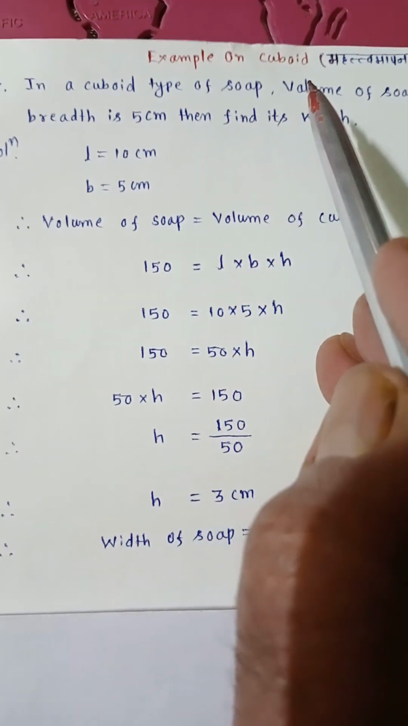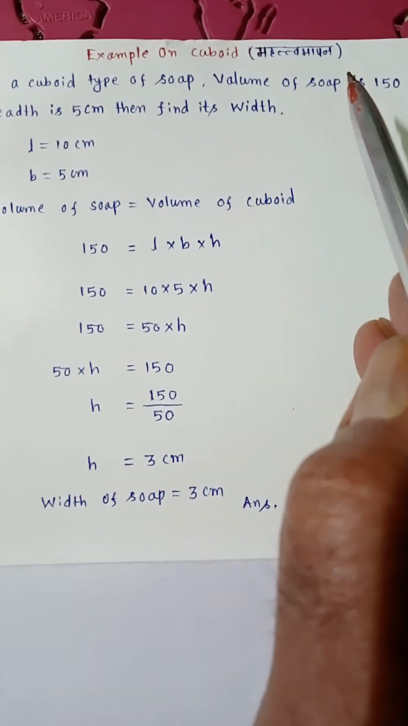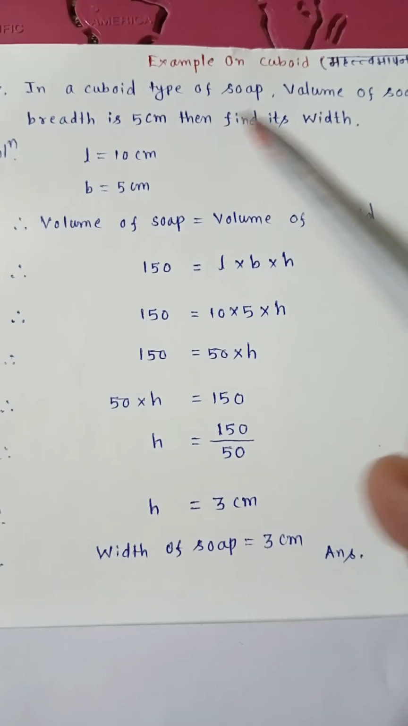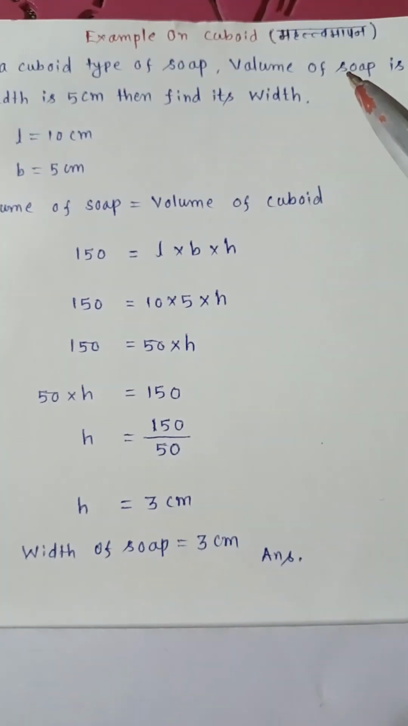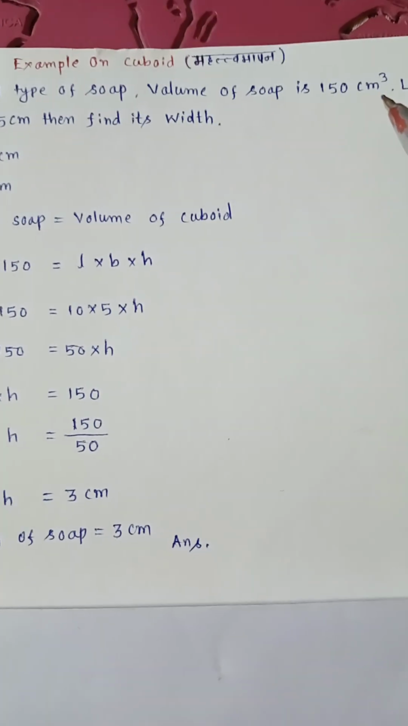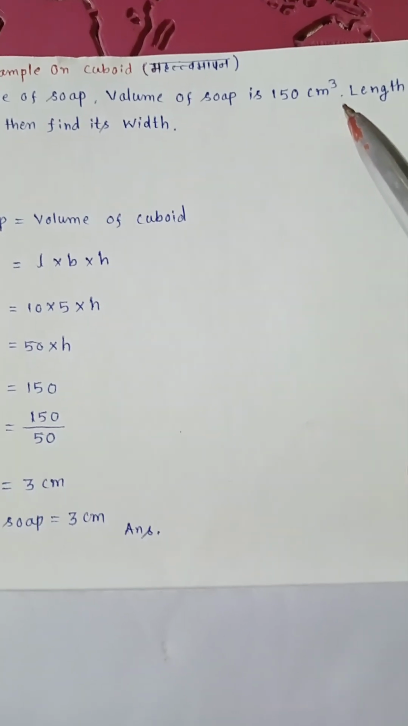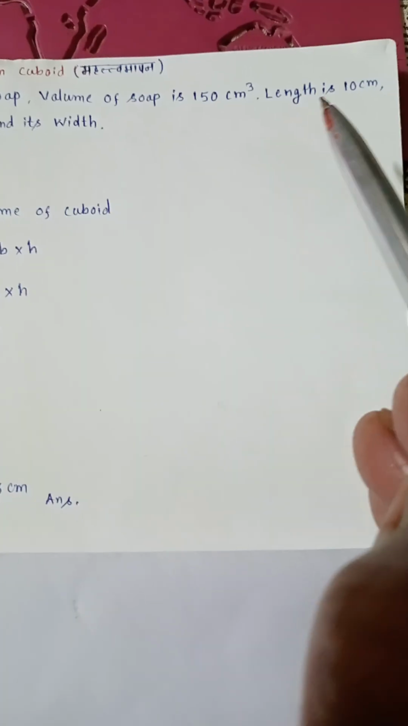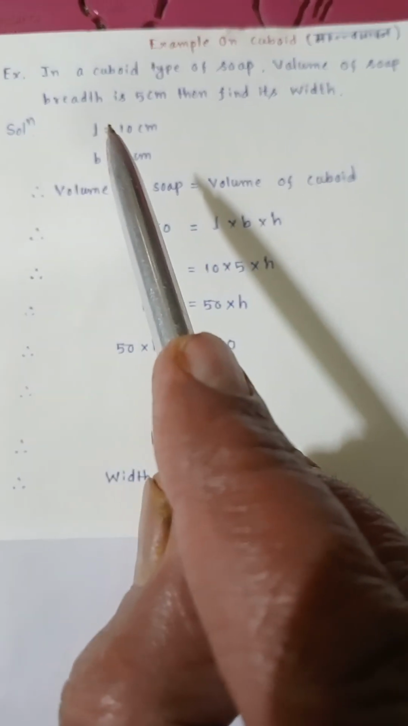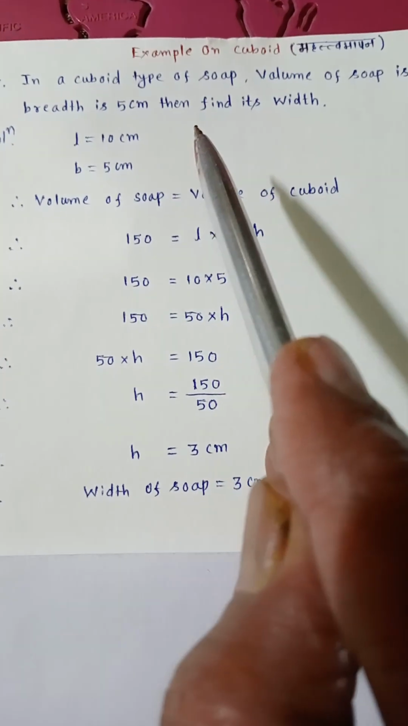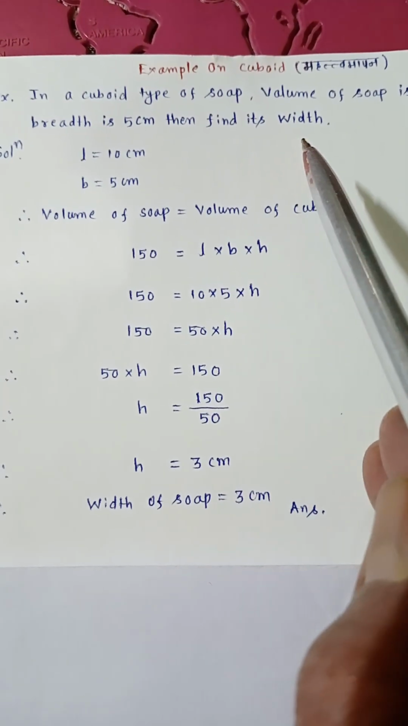Example on cuboid. Example: in a cuboid type of soap, volume of soap is 150 centimeter cube, length is 10 centimeter, breadth is 5 centimeter, then find its width.